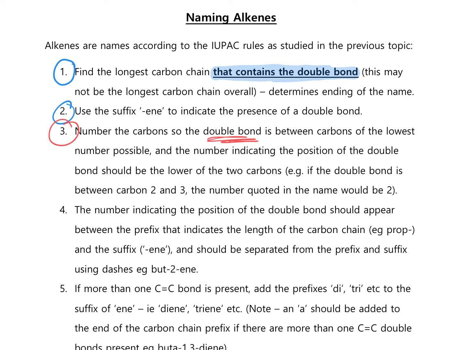You number it the way so that the carbon on the double bond is between the carbons of the lowest number possible, even if that means your substituents are on a higher number of carbon. So that's your priority, putting the double bond on the lowest number. And the number quoted, the locant number of your double bond, should always be the lower of the 2 carbons. So if it's between carbon 2 and 3, then the number quoted in the name would be 2 rather than 3. And we'll see that in our examples.